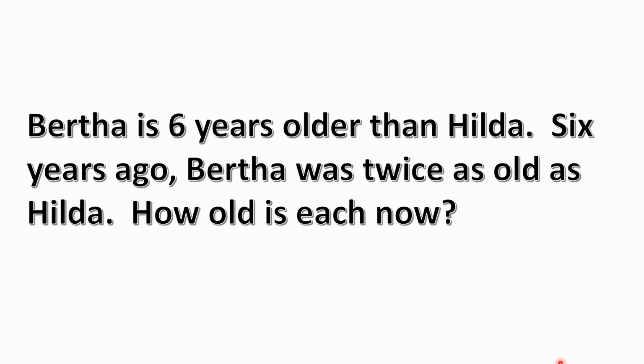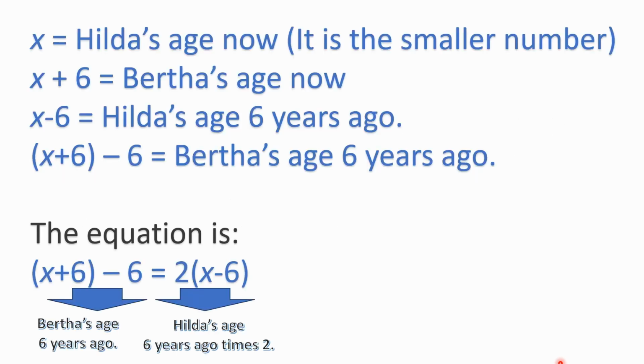All right, we're going to go ahead with the solution to this algebra problem. What we can do is set a variable x equal to Hilda's age now. Hilda's age would be the smaller number. We know Bertha's older, so x represents Hilda's age now. And Bertha is 6 years older than Hilda, so Bertha's age now would be x plus 6.